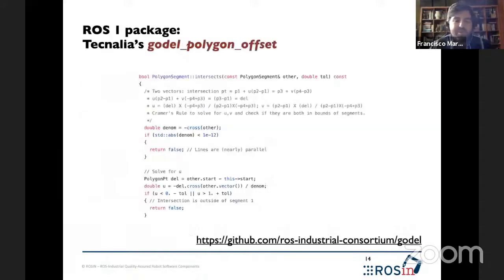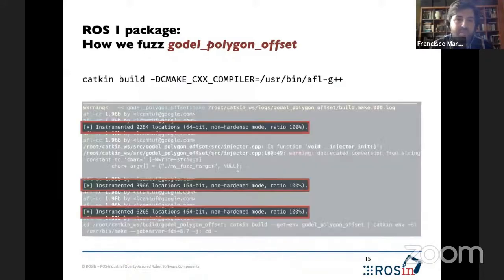We're going to demonstrate it with a package coming from Tecnalia, which is also part of ROS-Industrial. And as you can see here in the code, just to give you some idea, this package works with polygons, as its name indicates, and it has some heavy math computation on them. So we are just going to try to fuzz it. And here you can see the code as well. So how are we going to fuzz it?